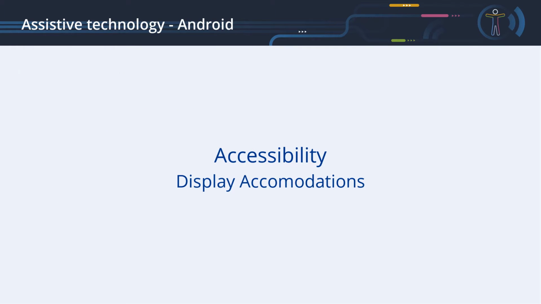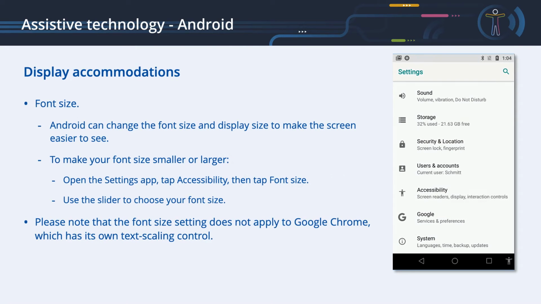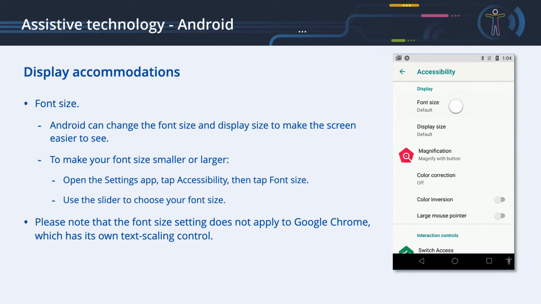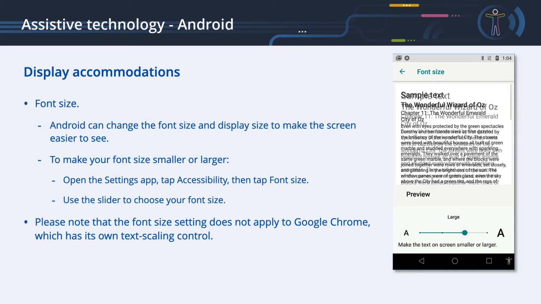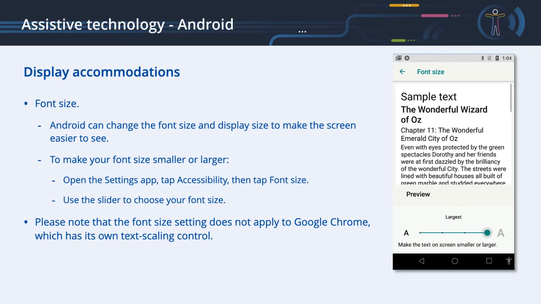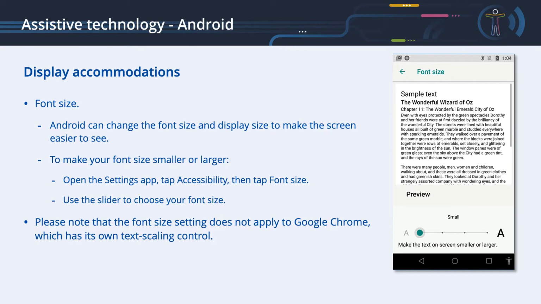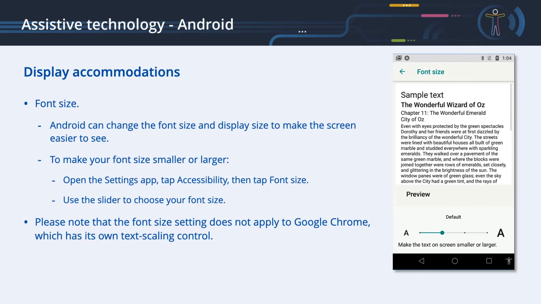Display accommodations. Font size. Android can change the font size and display size to make the screen easier to see. To make your font size smaller or larger, do the following. Open the Settings app, tap Accessibility, then tap Font Size. Use the slider to choose your font size. Please note that the font size setting does not apply to Google Chrome, which has its own text scaling control.